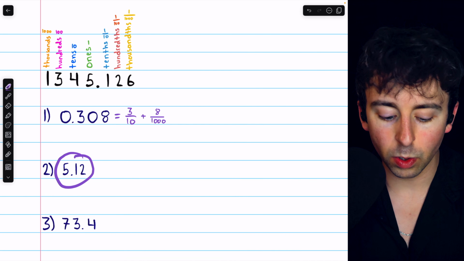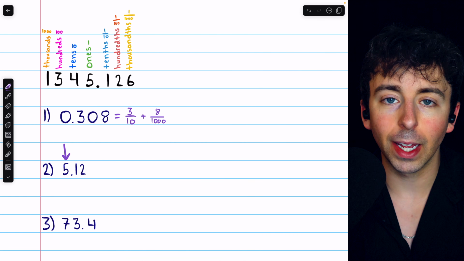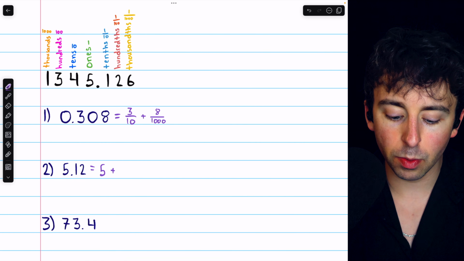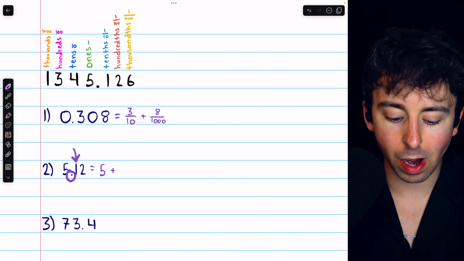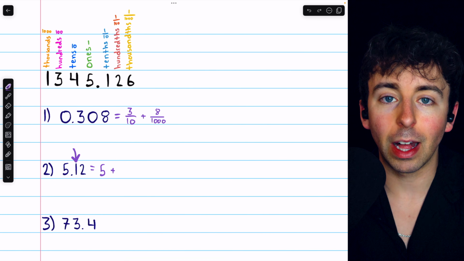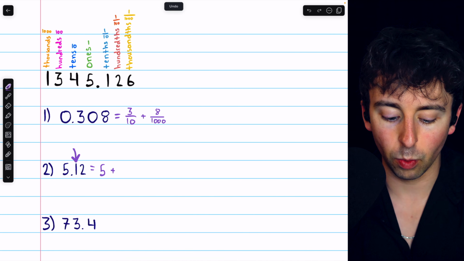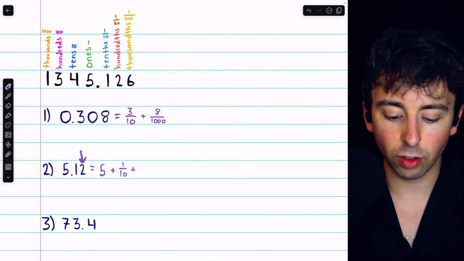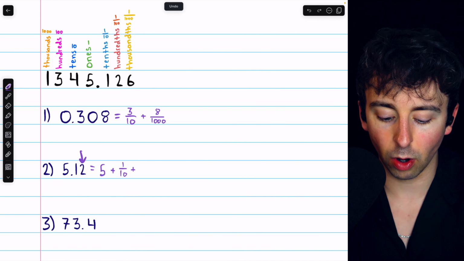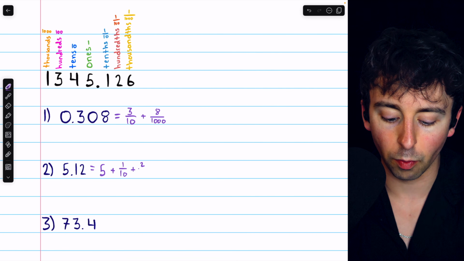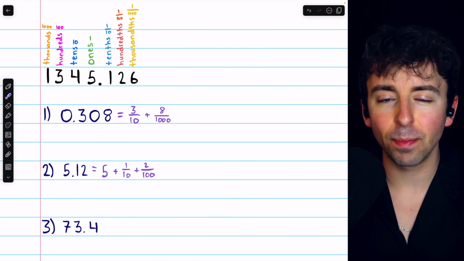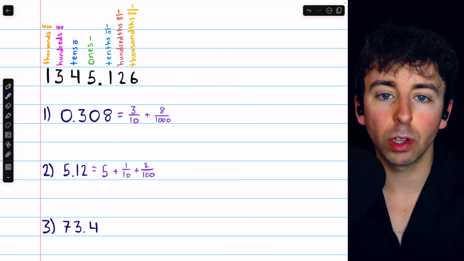Next, in problem 2, we have a 5 in the ones place. So we'll begin by writing that 5. Then we move on to the next digit, which is to the right of the decimal point. The place value there is tenths. So we have exactly 1/10. So we'll write plus 1 over 10. The next digit is a 2, and that's in the hundredths place. So we would write plus 2 over 100. And that's it. Again, in each case, we're writing the number as a sum of what its digits actually represent.